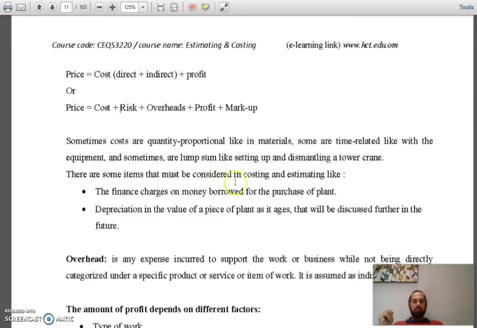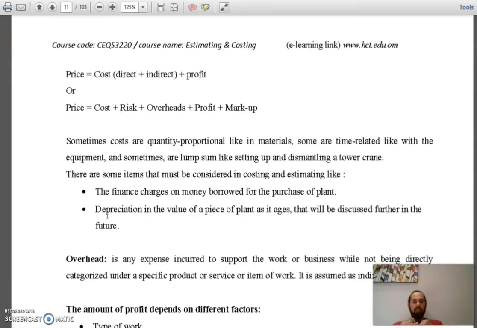There are some items that must be considered in costing and estimating, like the finance charges on money borrowed for the purchase of plant. You may borrow some money because you don't have sufficient money for the investment, so you borrow it from some entities. They will take a profit, interest. So that also has to be taken into account. Then the depreciation in the value of every piece of plant as it ages, which will be discussed further in the last classes of this course.